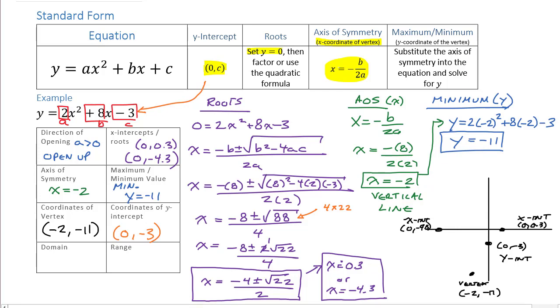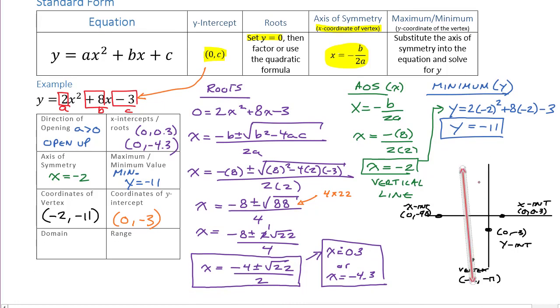We could also draw in our axis of symmetry. So I'm going to draw that in right now. I'm just going to draw a vertical line going through my vertex here. Not the greatest job. Sorry. There we go. And I can label that with x equals negative 2. And we can draw our parabola now. So I'm just going to draw a quick parabola through here. Here we go. Not the greatest.